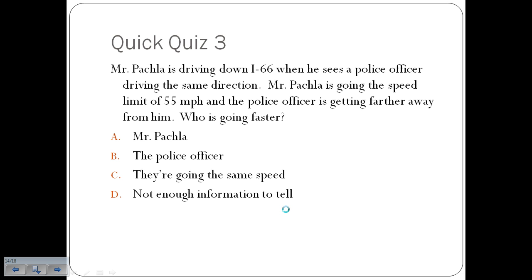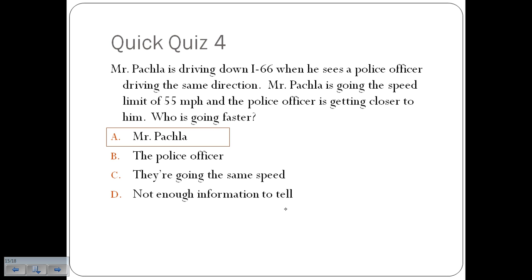Welcome back, and if we're going in the same direction and the police officer is getting farther away from me, we see then that the police officer is going faster, as you saw back in the PowerPoint previous. Same question, but now the police officer is getting closer to me. Go ahead and answer that question. And welcome back. We see then that I am going faster. The police officer must be going less than 55 miles per hour there.